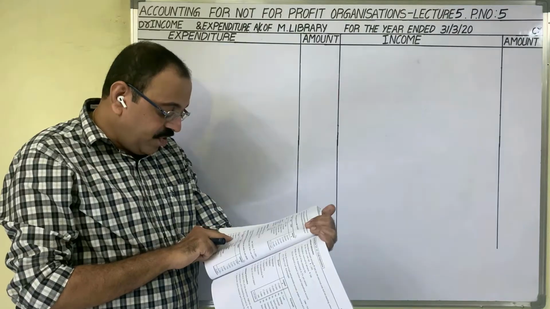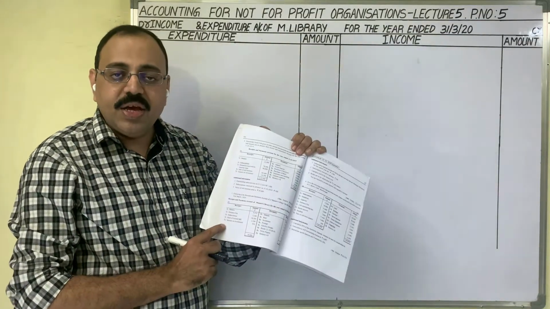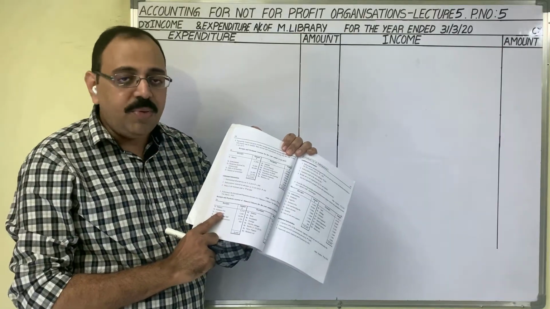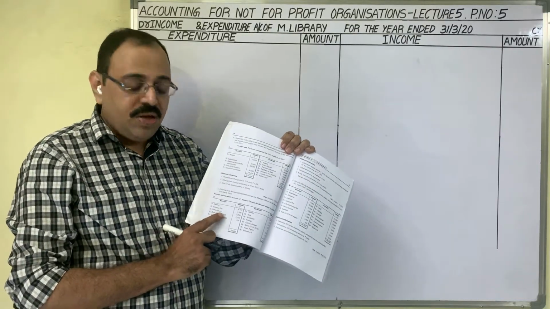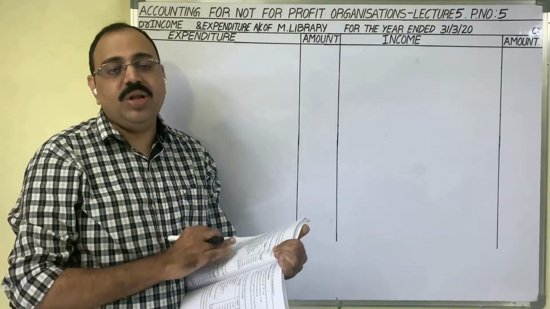Next one, entrance fee 3,500 rupees. In the current year, we received the entrance fee amount. Now we should observe whether this entrance fee is a capital receipt or a revenue receipt.